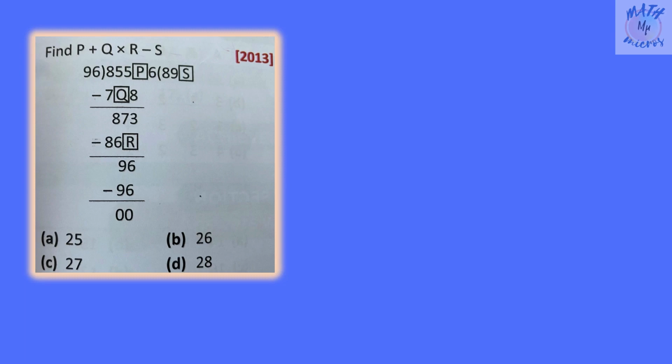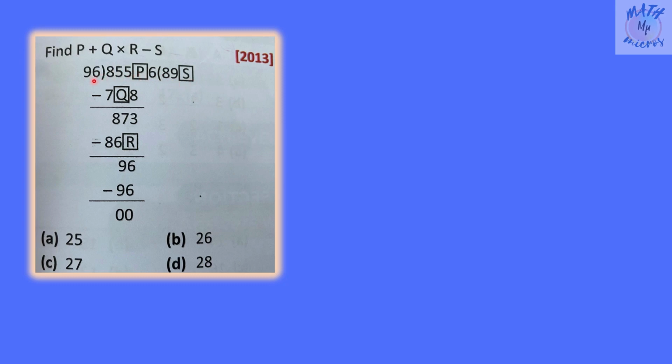Others, please continue watching. Alright, this is basically a division, and 96 is dividing this number. So 96 is the divisor, and the answer that you have got is the quotient, which starts with 8, 9 and some digit. We need to find that S. Alright, so P is here.